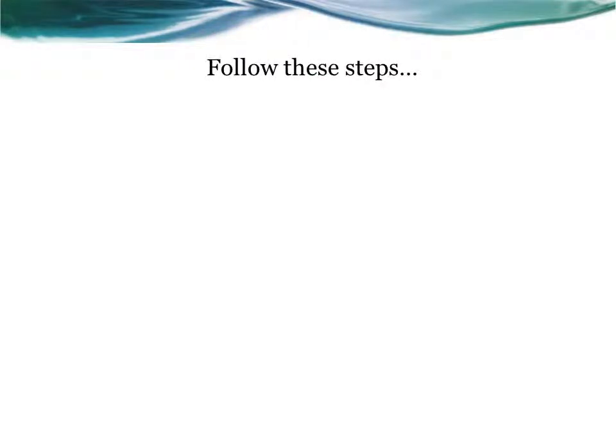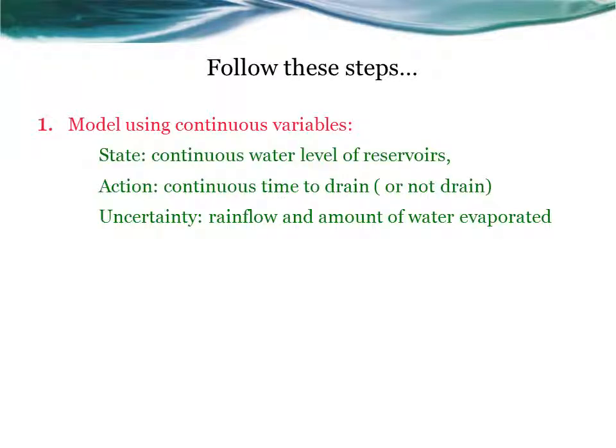Having seen these domains, how would we solve it? Well, we follow a sequence of steps. First of all, we have to model using continuous variables. For example, we can model our states in a water reservoir using continuous water levels. We can model the actions using continuous time to drain or not drain. And we can model our uncertainty, such as rainflow or the amount of water evaporated.